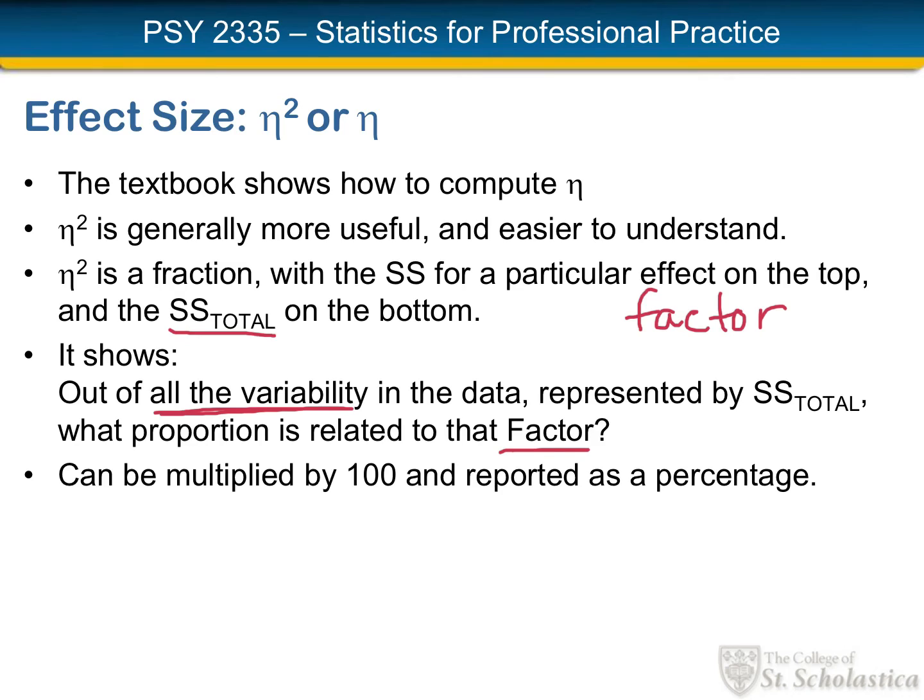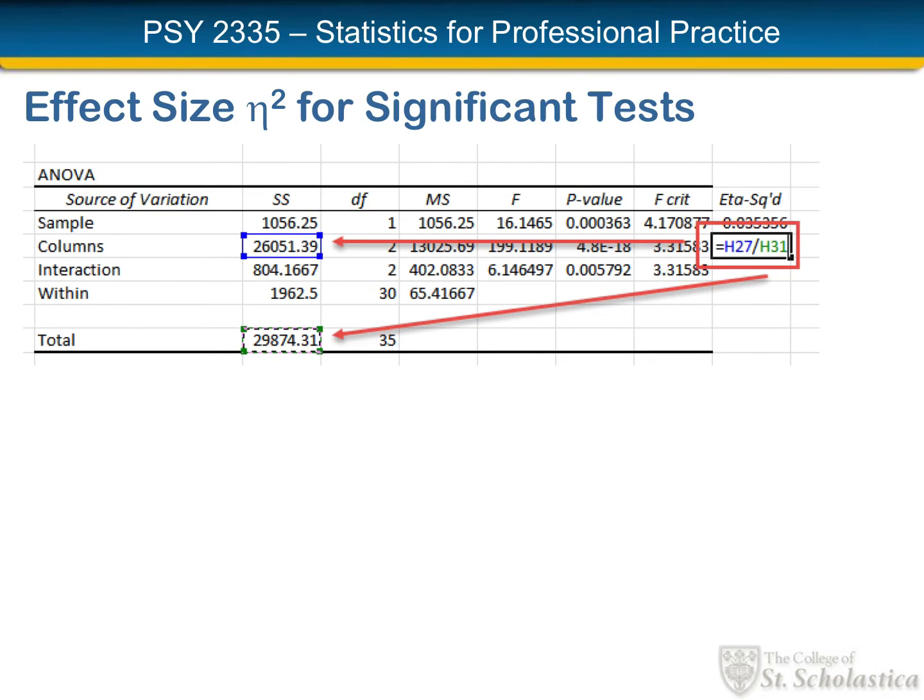And if we take this fraction and multiply it by 100, we can report it as a percentage. And that's very useful, as you'll see in the third video when we actually report these results. Because the sums of squares are available in that ANOVA table, it's possible to create a column of eta squared. I added it over to the right by just carrying out the division.